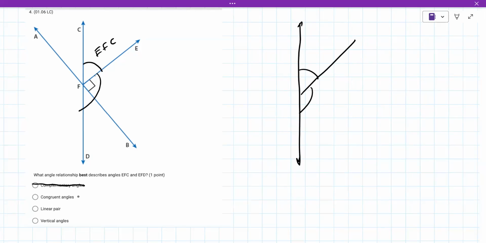Complementary angles add up to 90. Congruent angles equal each other. Vertical angles meet like a V or an X, on the opposite sides. At first I thought it was complementary angles, but complementary would be if they add up to 90, so both of them would have to be smaller than that. Yeah, that's what I thought. All right.